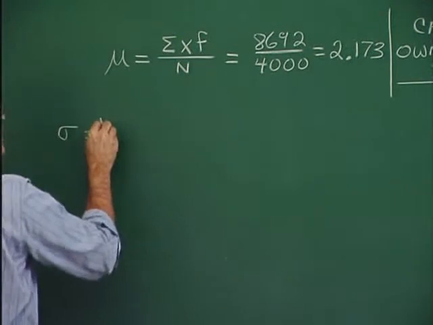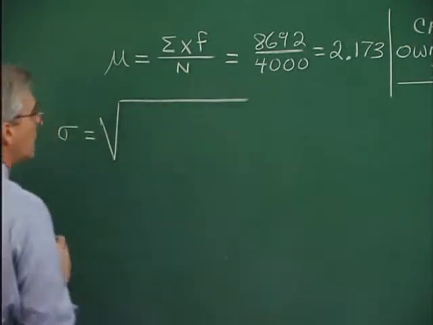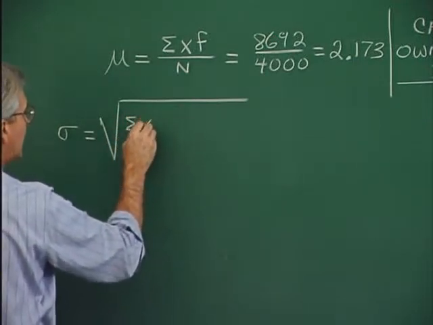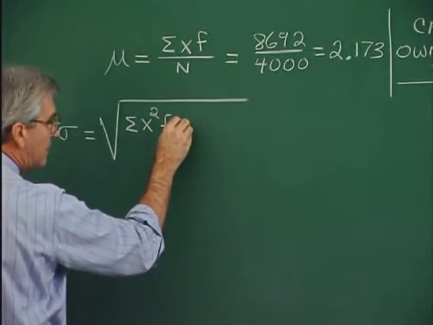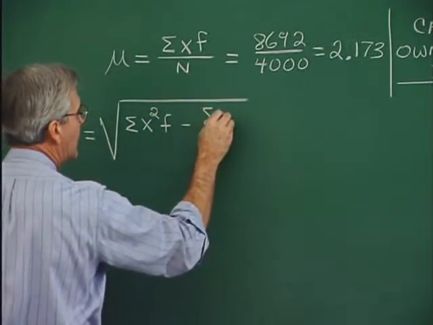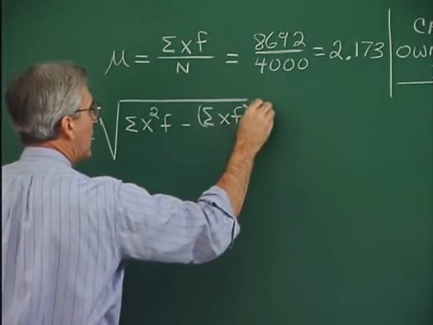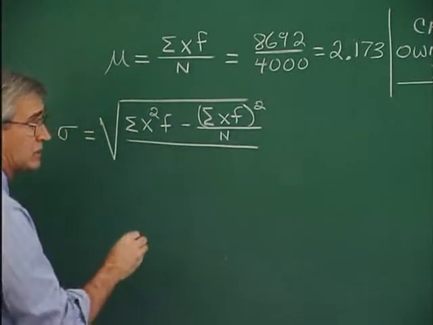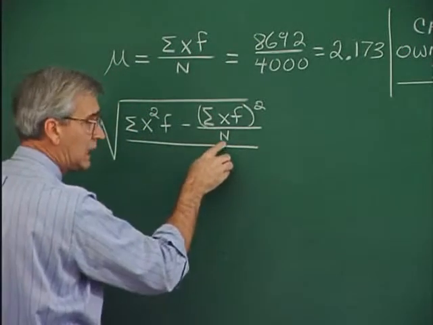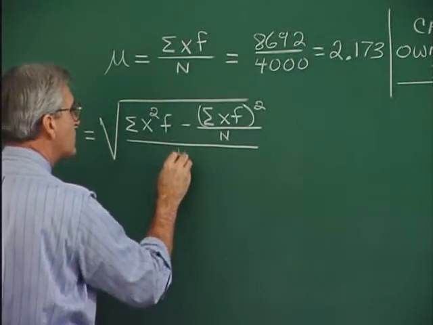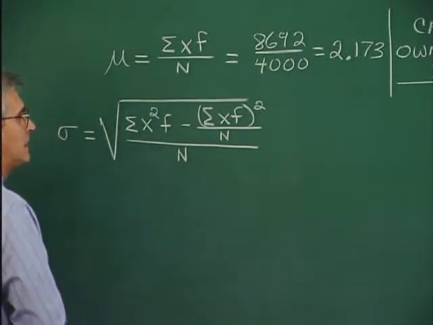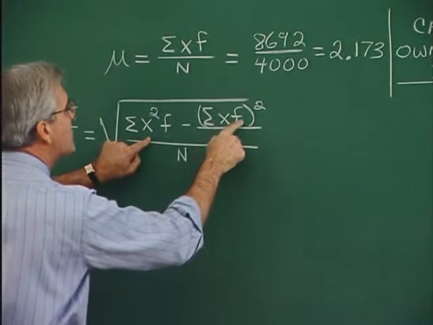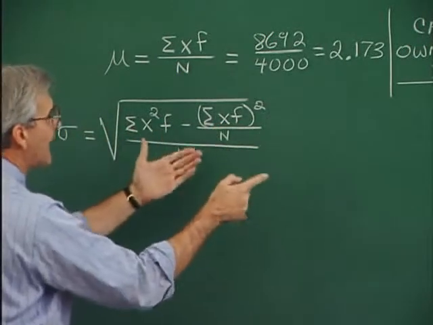But at any rate, I'm just combining everything here into one expression, and it turns out to be the square root of the sum of x squared f minus the sum of xf, squared, over n, all over, if we were talking about a sample, n minus 1, and this would be a little n. But here we're talking about a population, so it's big N. When we make this calculation, we need the sum of x squared f. The sum of xf is at the bottom of that column.